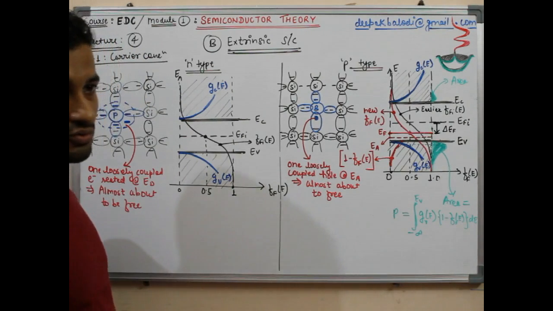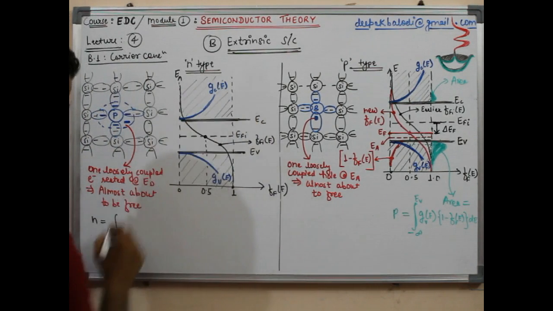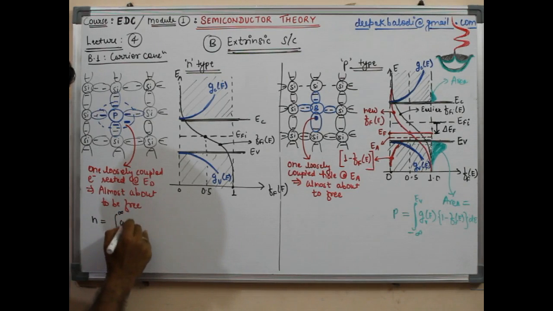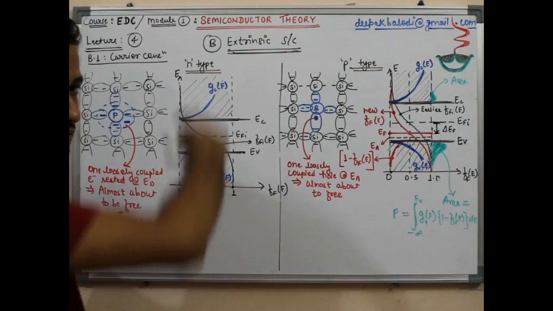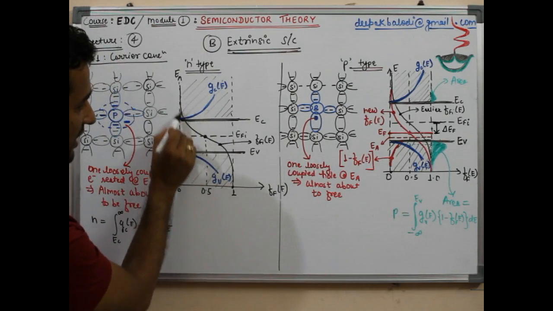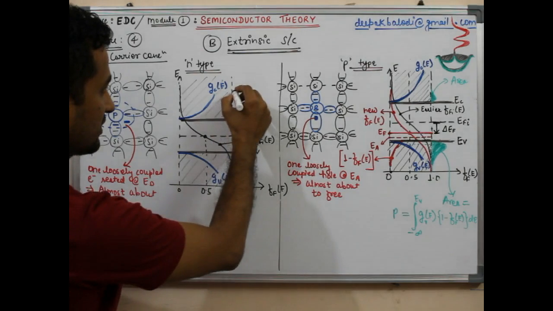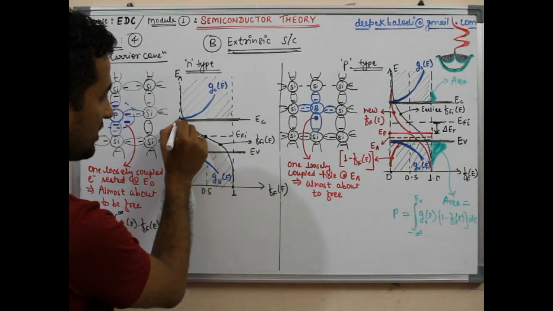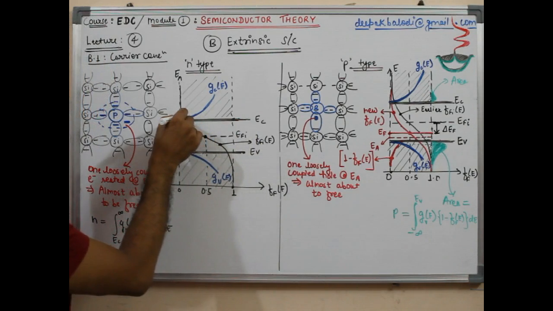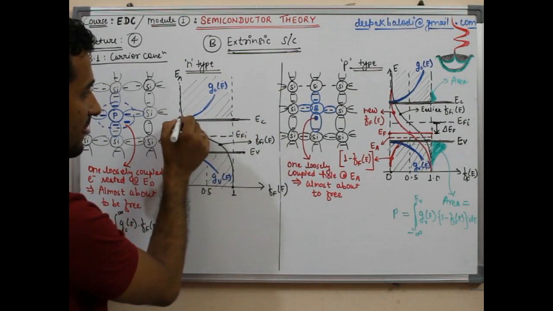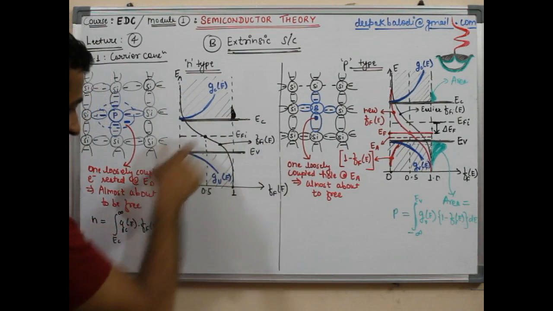Now, when we try to find the concentration of N, what did we do? We did the integration from EC to infinity of GCE into FFE, the Fermi Dirac function. This is the multiplication of these two and integrating over the energy scale. So this is the multiplication of this blue and this black curve, which is FFE, and then integrating means calculating the area. Because either one of them is zero, this will start from zero, go to a highest value where both coincide, and then as soon as we move up, FFE becomes almost zero. So this area is this value.